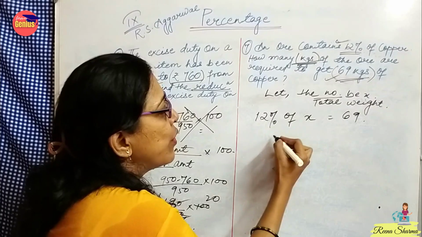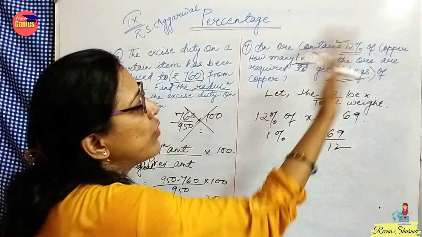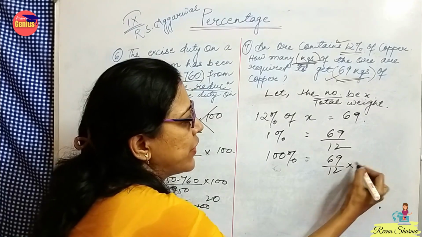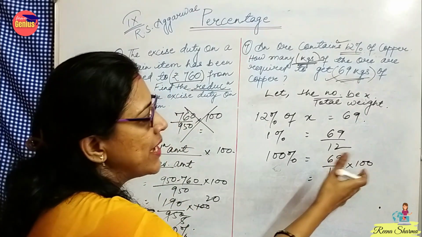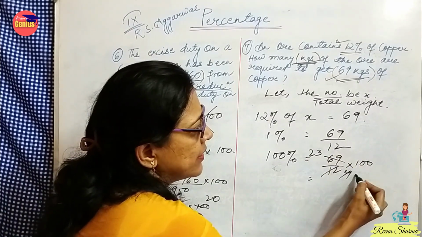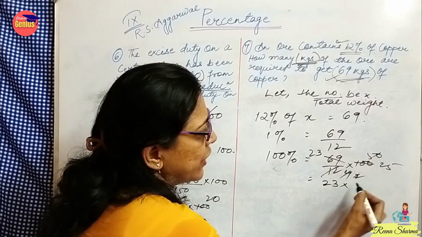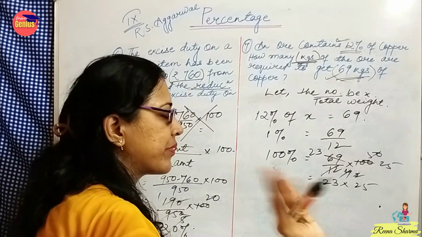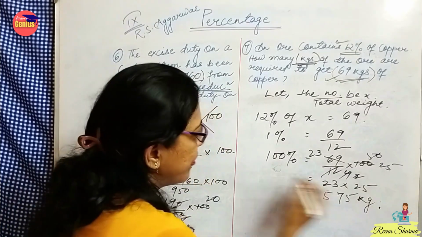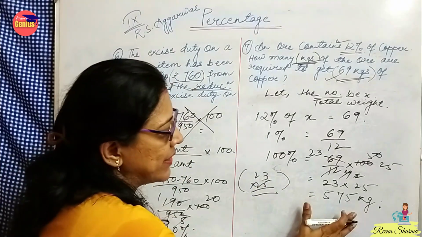So 1% is how much? This is equal to 69 by 12. So now what will be the 100% for this? We did it in unitary. 69 by 12 into 100. And we are going to do the calculation. This is 4, this is 23, this is 2, this is 50, this is 25. If I multiply 23 into 25, I will get the answer. This is coming to 575 kgs. We can do the multiplication in the rough work and find the answer.